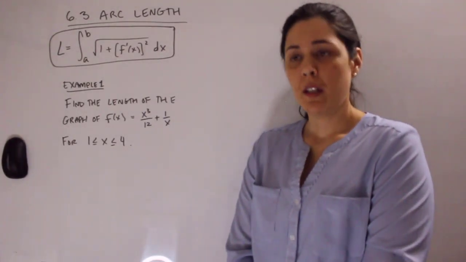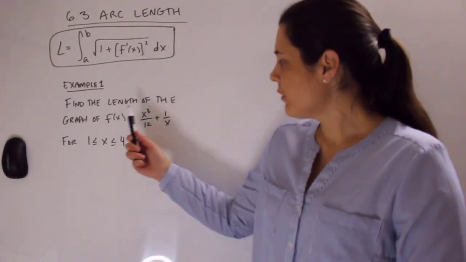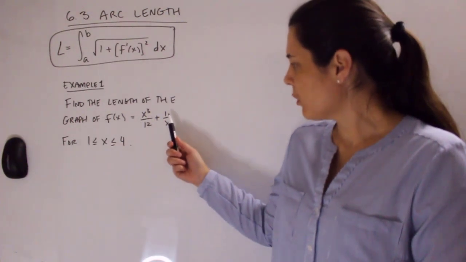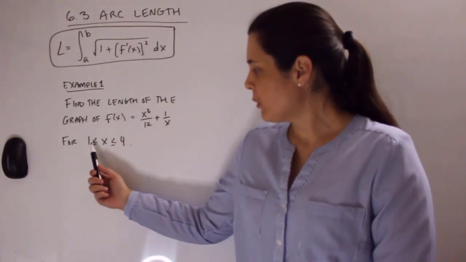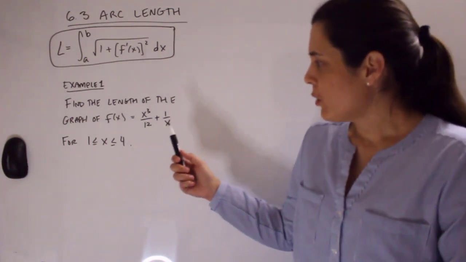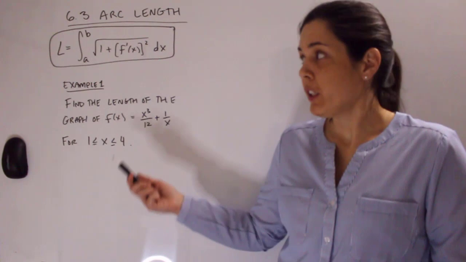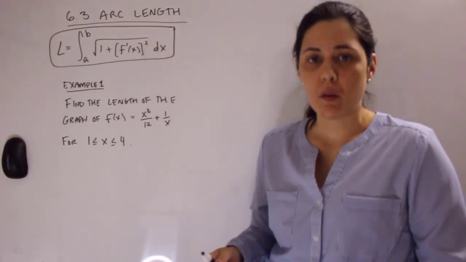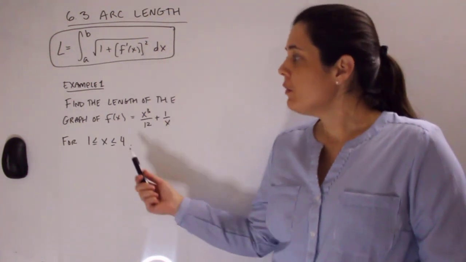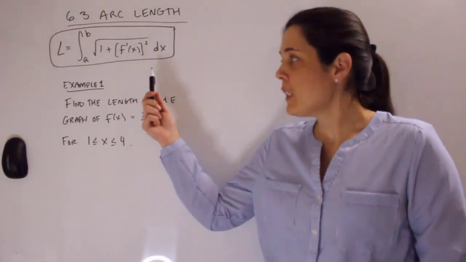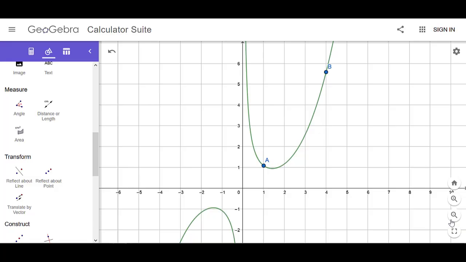Example number 1. Find the length of the graph of f of x equals x cubed over 12 plus 1 over x, for x between 1 and 4. We're asked to find the length of the graph, or the length of the curve, and we're going to use our arc length formula to figure that out. Let me show you a picture of the graph real quick, just so you can see what it looks like, and then we'll do our computations to figure out the arc length.